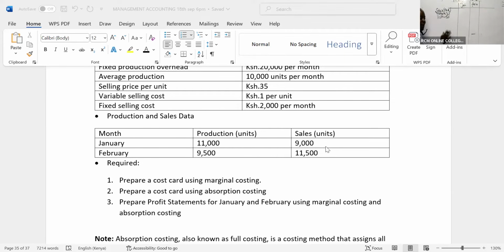But if I were to be an examiner, I'm a very rough examiner, I'll tell you that the selling price in February will go up by 10%. Just to confuse you.